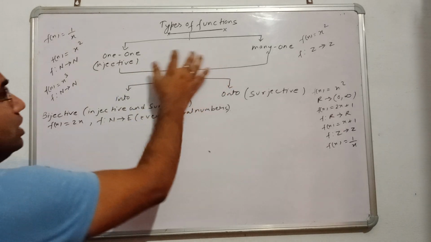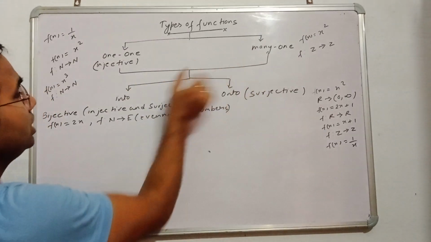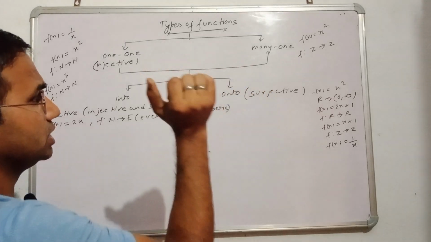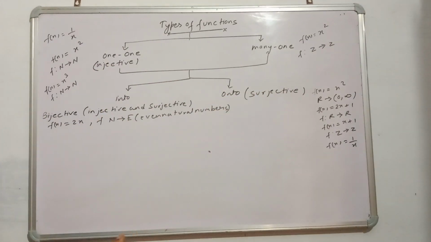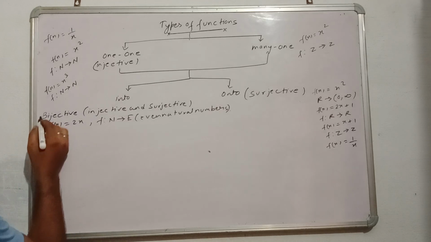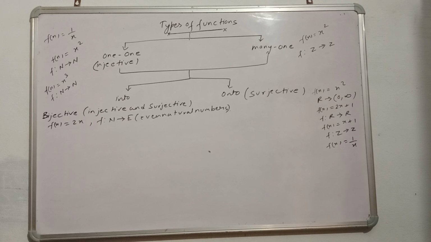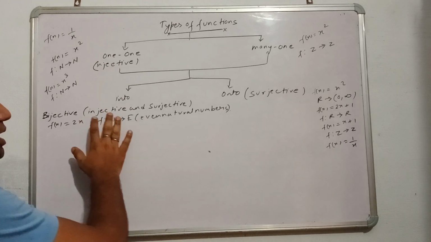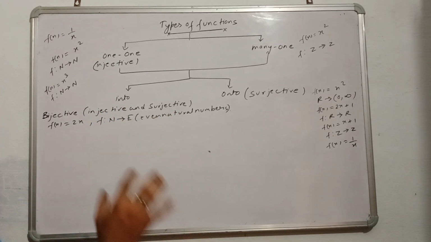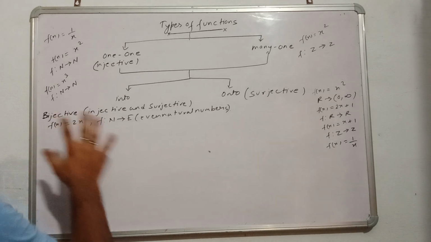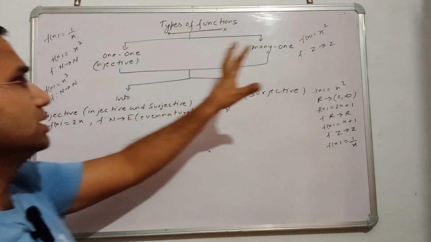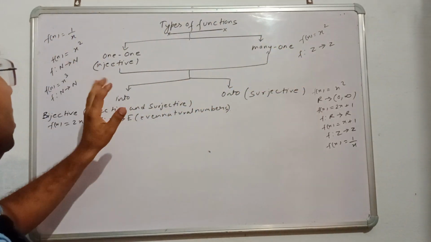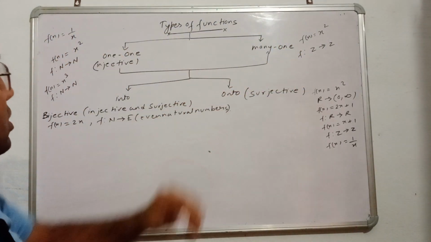Now one-one function and many-one function both can be into function or onto function. If it is an onto function, it will be called surjective. And there is also another type, bijective. Bijective means if a function shows the injective property and also the surjective property, then that type of function is called a bijective function. Okay, so here I have written some examples of functions, giving examples of the particular types.